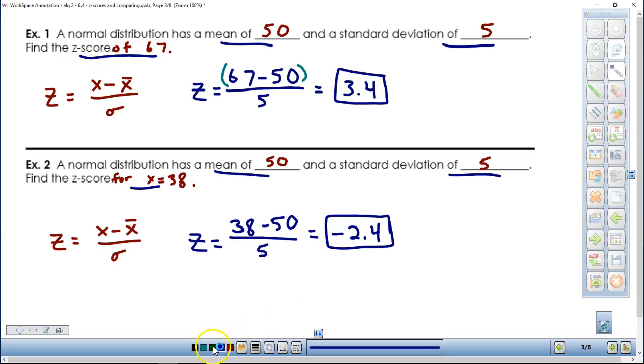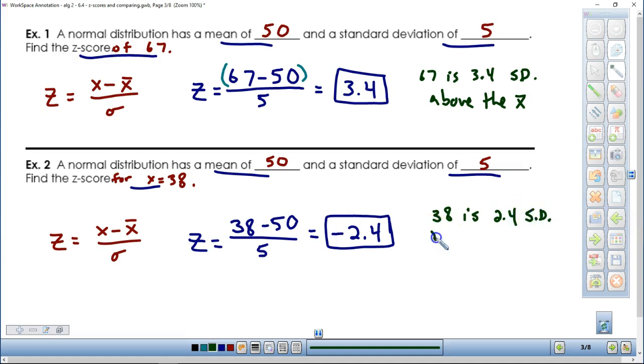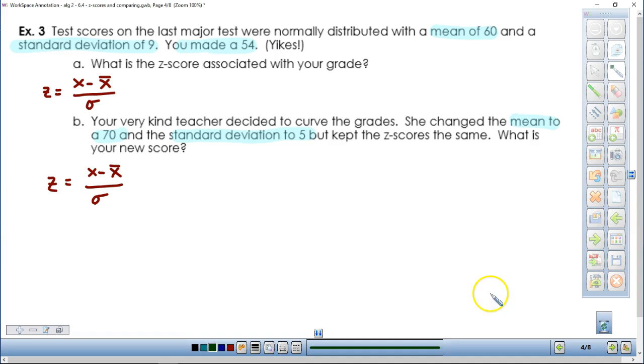Let's make sure that we understand what the positive and negative means. This is communicating that 67 is 3.4 standard deviations above the mean, while -2.4 is letting us know that the outcome 38, or the x value 38, is 2.4 standard deviations below the mean. Basically, negative means less than the mean, positive means more than the mean. Let's look at example 3.